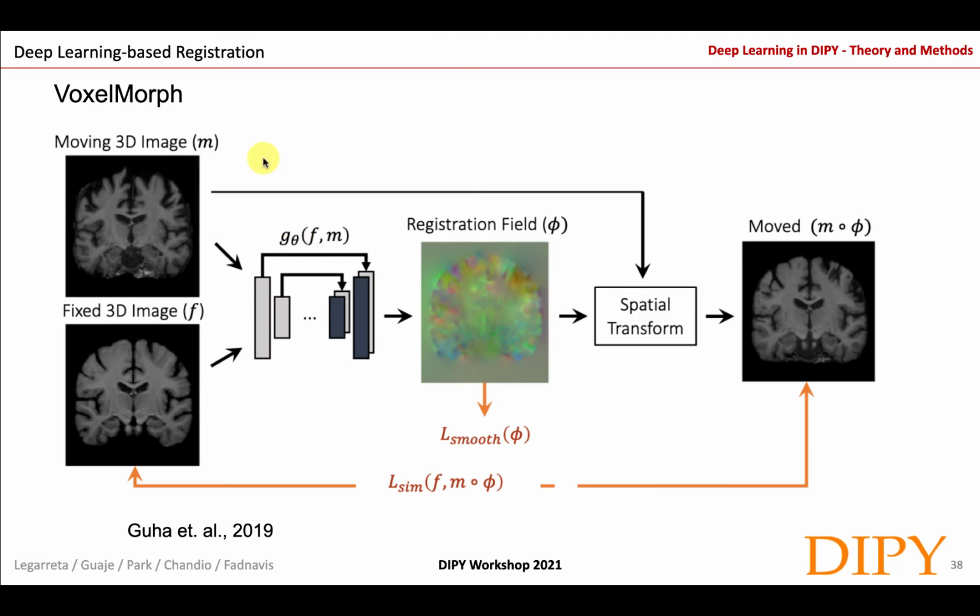The network takes F and M as input and computes phi, the registration field, using a set of parameters theta. It warps M with phi using a spatial transformation function, so that we get the moved image, enabling evaluation of the similarity of the moved and the fixed image. During test time, the registration field is obtained by evaluating the function learned during training.